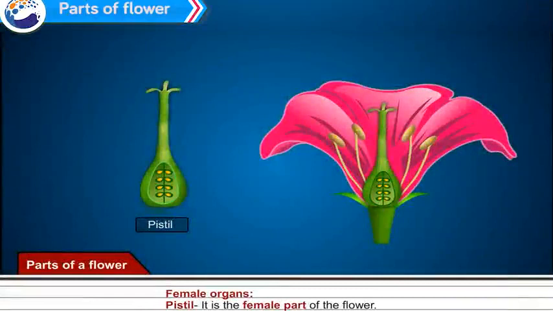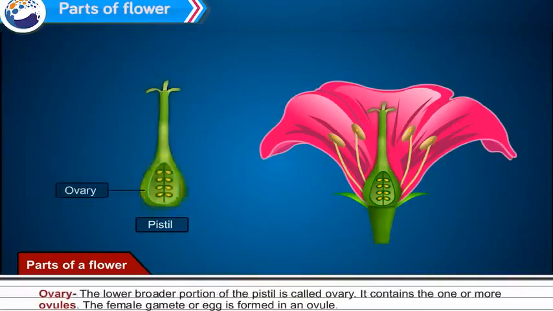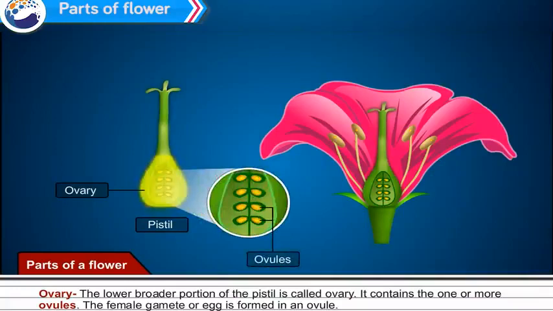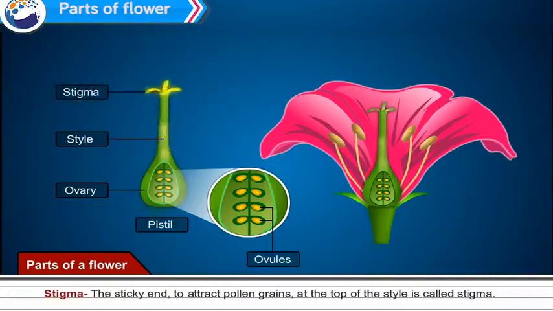Pistil. It is the female part of the flower. It is a flask-shaped structure in the middle of the flower. It is divided into three parts. Ovary. The lower broader portion of the pistil is called ovary. It contains one or more ovules. The female gamete or egg is formed in an ovule. Style. The narrow middle portion of the pistil is called style. It joins the stigma and ovary. Stigma. The sticky end to attract pollen grains at the top of the style is called stigma. In sexual reproduction, male and female gametes fuse to form a zygote.